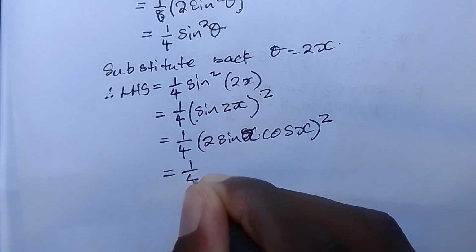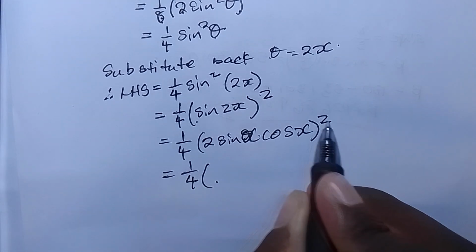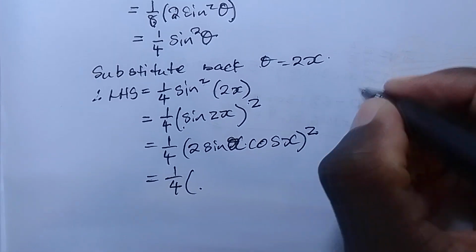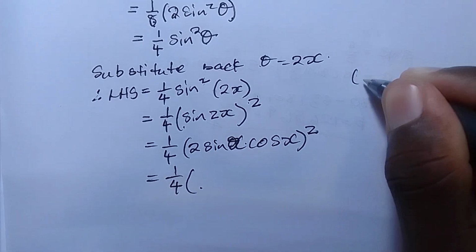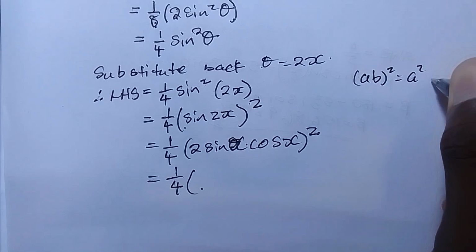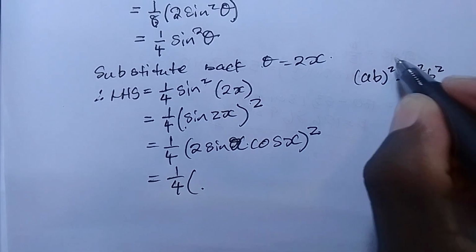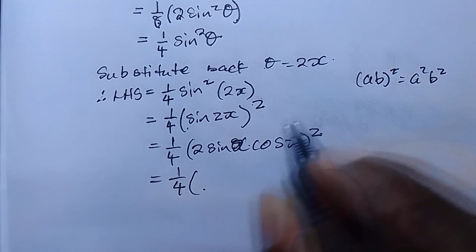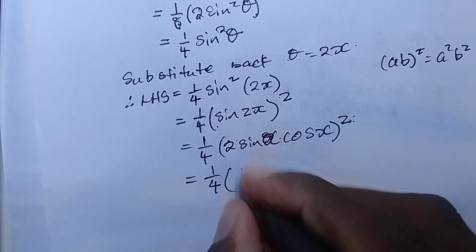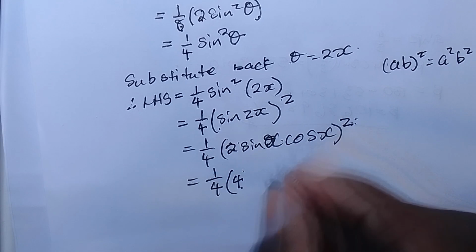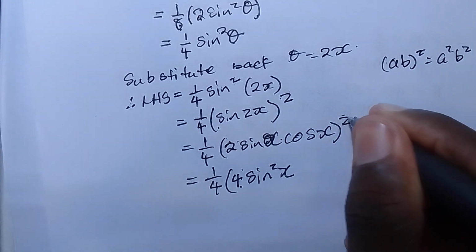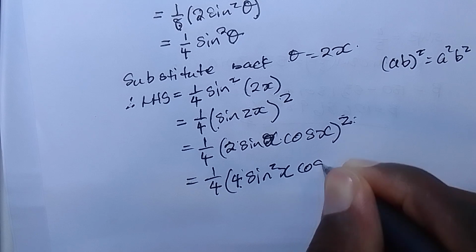Now you have 1 over 4 into, you distribute the square inside the bracket. So if you have squared like this, remember there's an exponential law that says ab squared is equal to a squared b squared, because you take the squared there, you take the squared here. Same thing you do here. You take the square to the 2, you have 4, because 2 squared is 4. You take the square to the sine, you have sine squared x. You take the square to the cos, you have cos squared x.